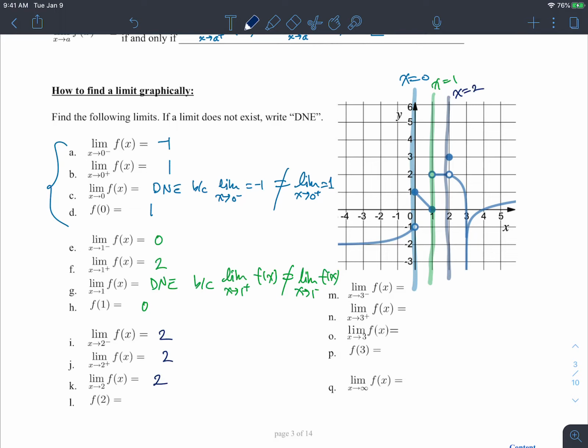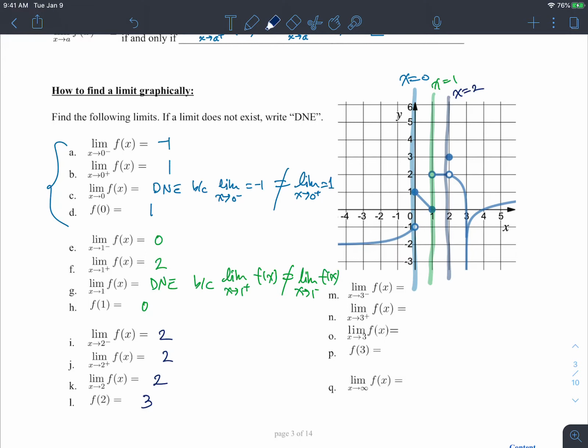But what is f of 2? That is 3. It appears that the value of the function at that point, which the limit is approaching, has nothing to do with the value of the limit. It appears that way, right?